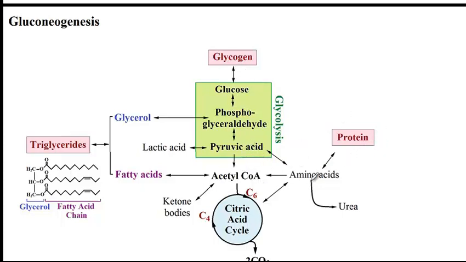We also have proteins that will break down into amino acids, and then they can contribute to either pyruvic acid, acetyl coenzyme A, or citric acid cycle, and then again acetyl coenzyme A can be converted back to glucose. And then finally we have the lactic acid here that can be converted into pyruvic acid, and now it can get converted to glucose again.